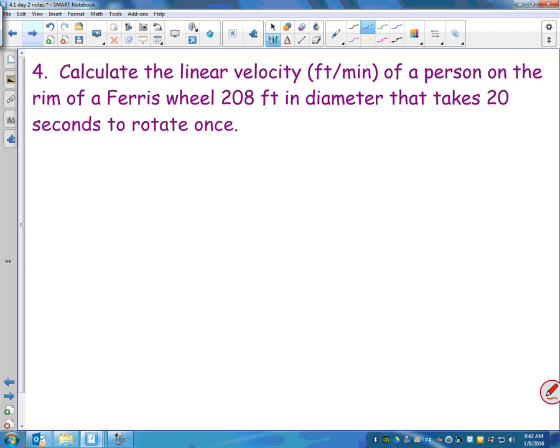Calculate the linear velocity in feet per minute of a person on the rim of a Ferris wheel, because this only works if you're on the Ferris wheel. 208 feet in diameter that takes 20 seconds to rotate once, and I feel like this is a very dangerous Ferris wheel that goes around in 3 seconds.